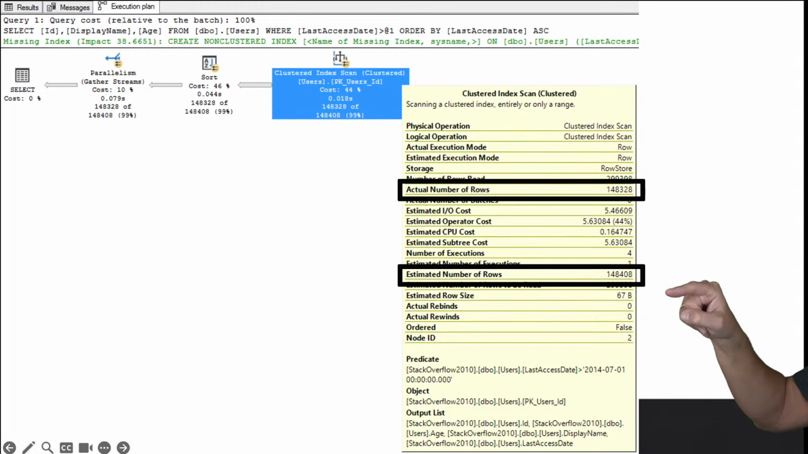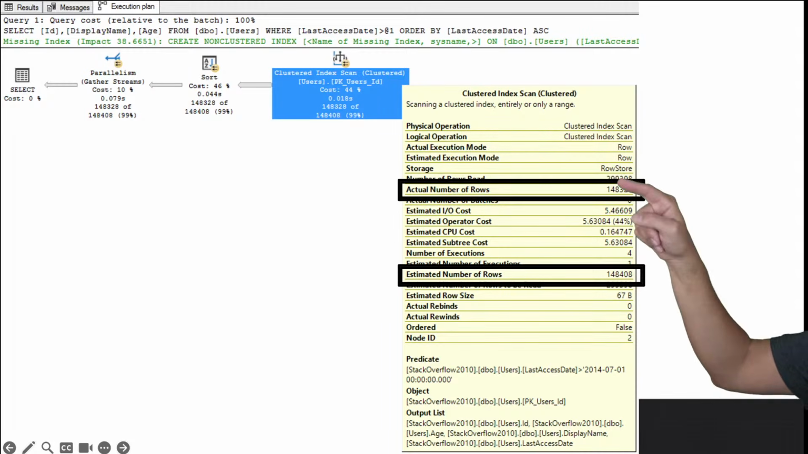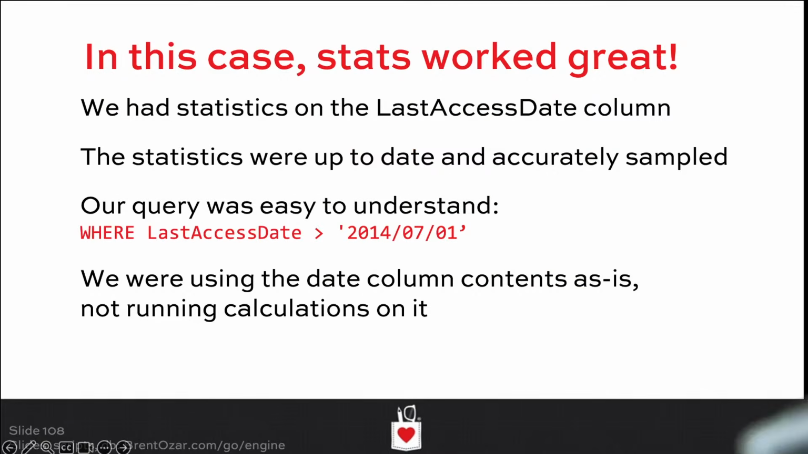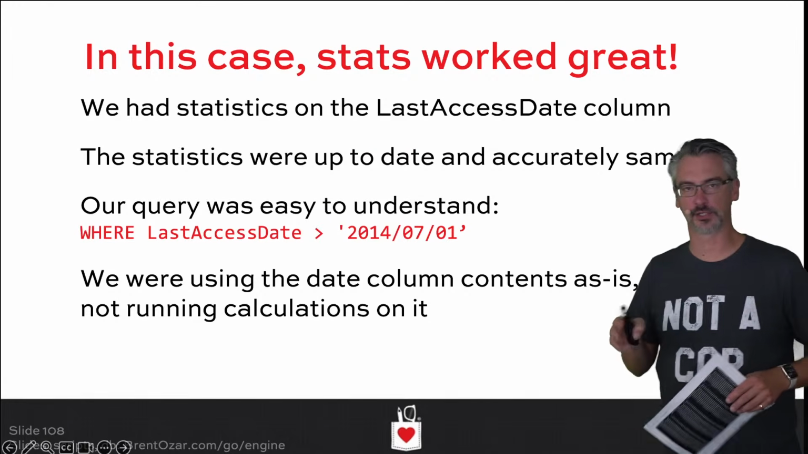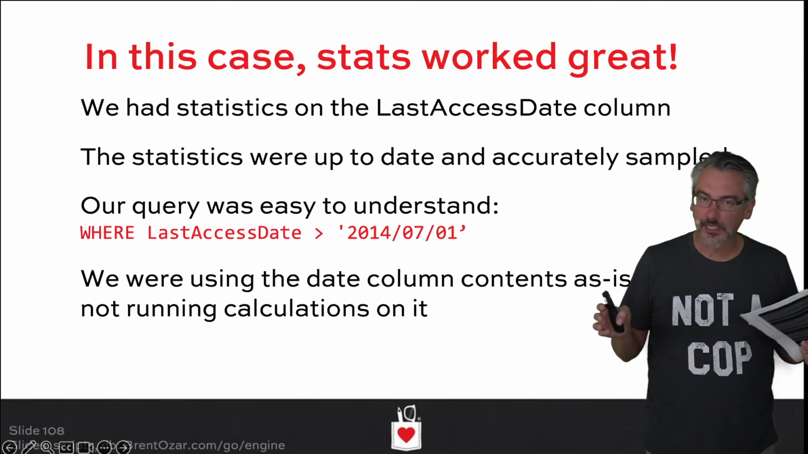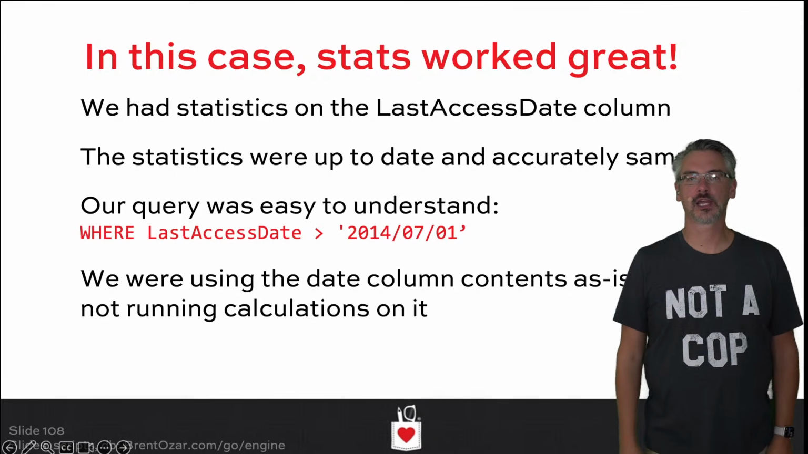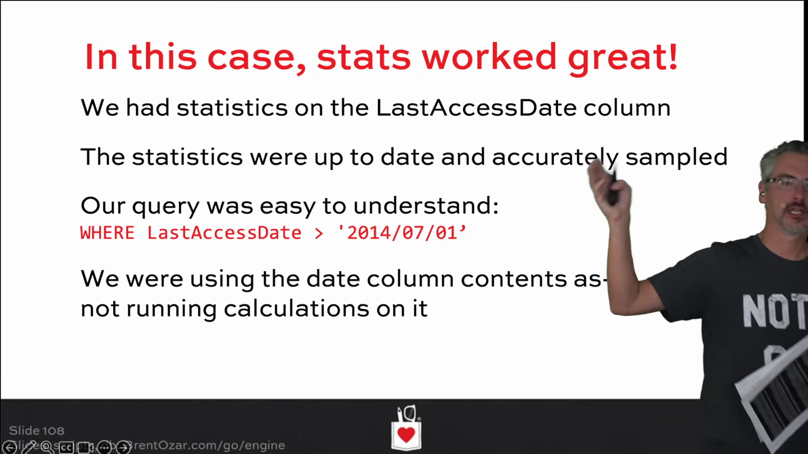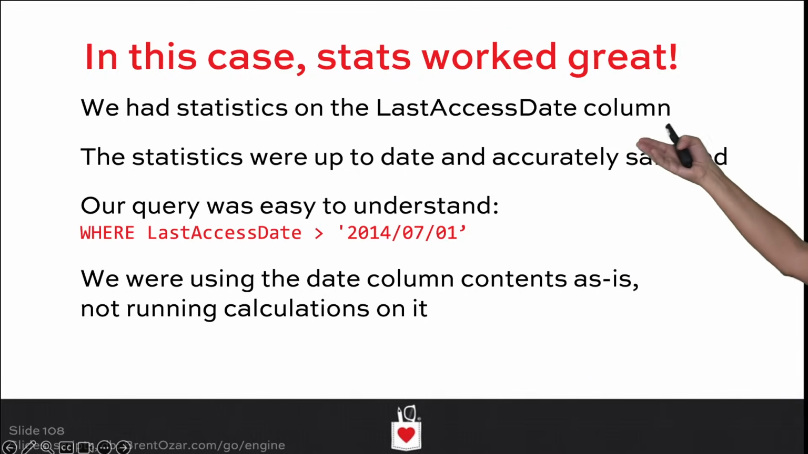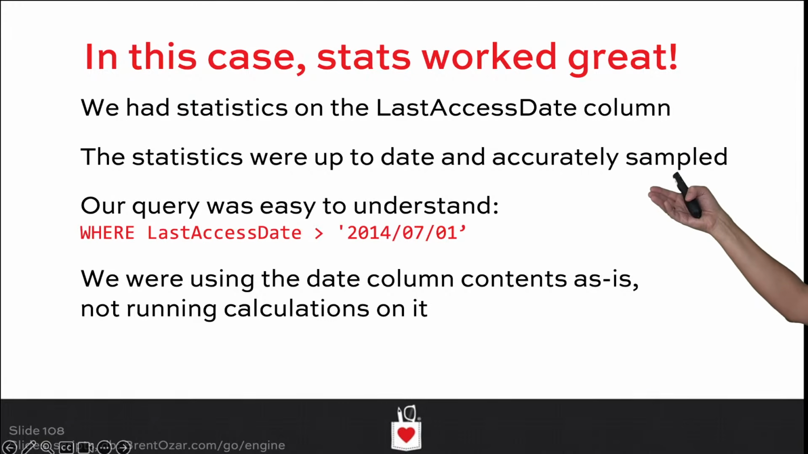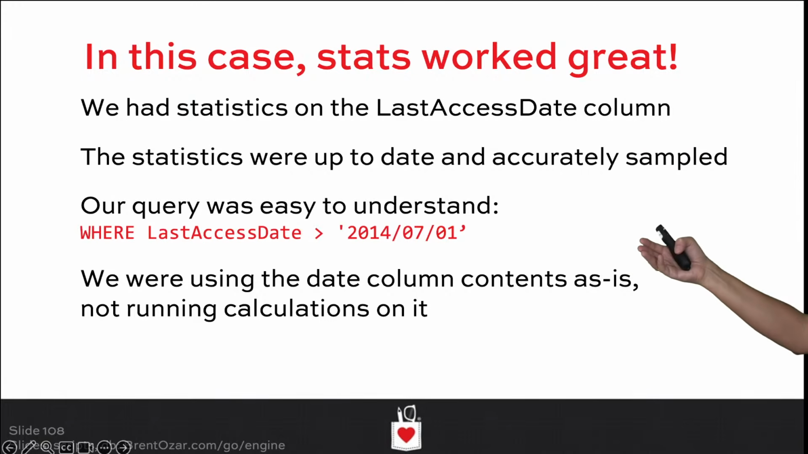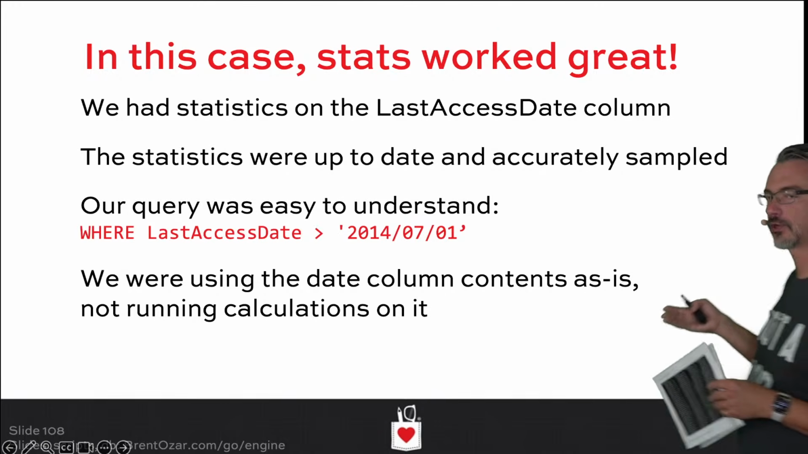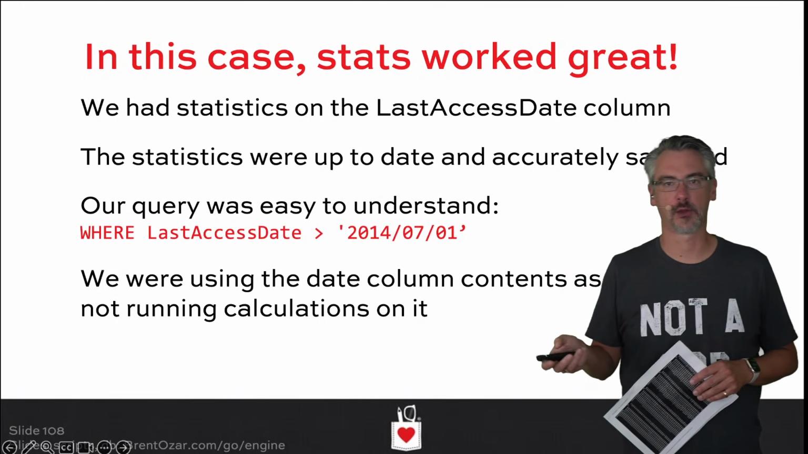But in this case, SQL Server used statistics to guess that about 148,000 rows were going to come back, and good news, about 148,000 rows actually came back. SQL Server did a good job building estimates, and generally, when your estimates and actual are very close, that means that SQL Server used statistics. Its statistics were up to date and accurately sampled. Our query was easy to understand, and we weren't doing anything complex like running calculations on there.